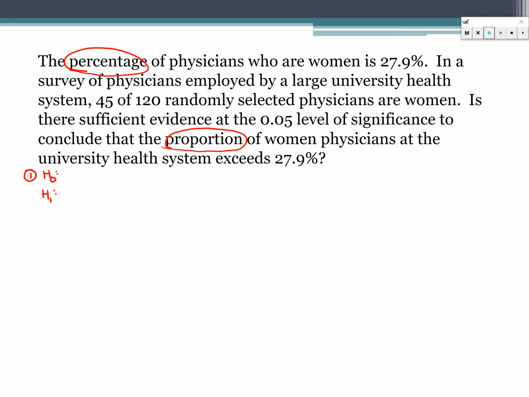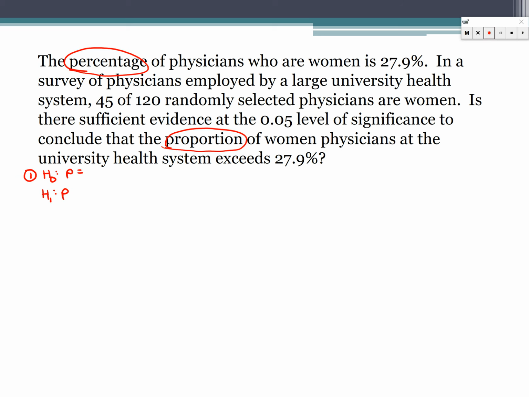You might not see a percentage. You also might not see the word proportion. You might just see one or the other. You won't always see both in each case. So since we're dealing with a proportion or percentage, whichever one, it's kind of nice that it's just p that stands for proportion. There's no hat on it because we're talking about the population proportion.